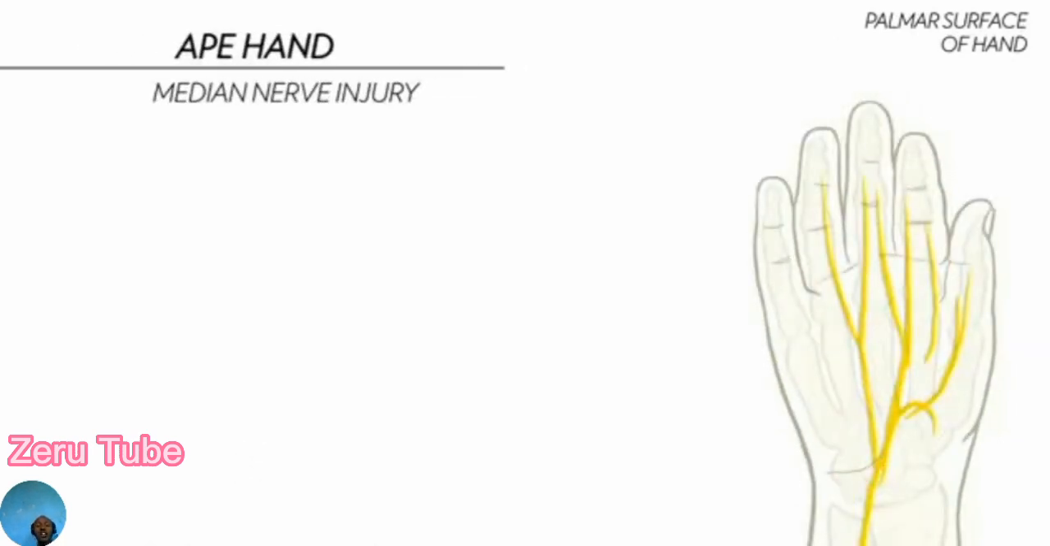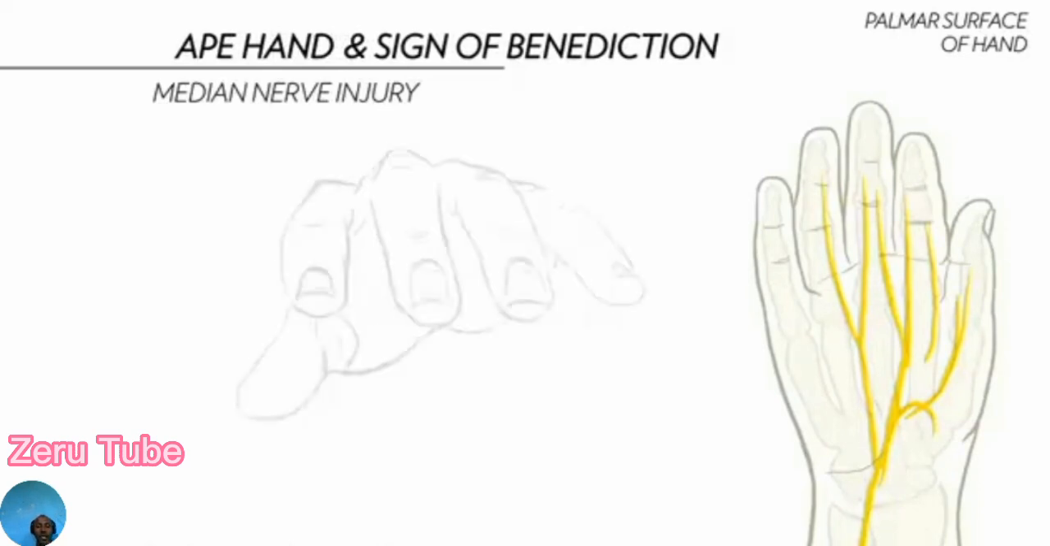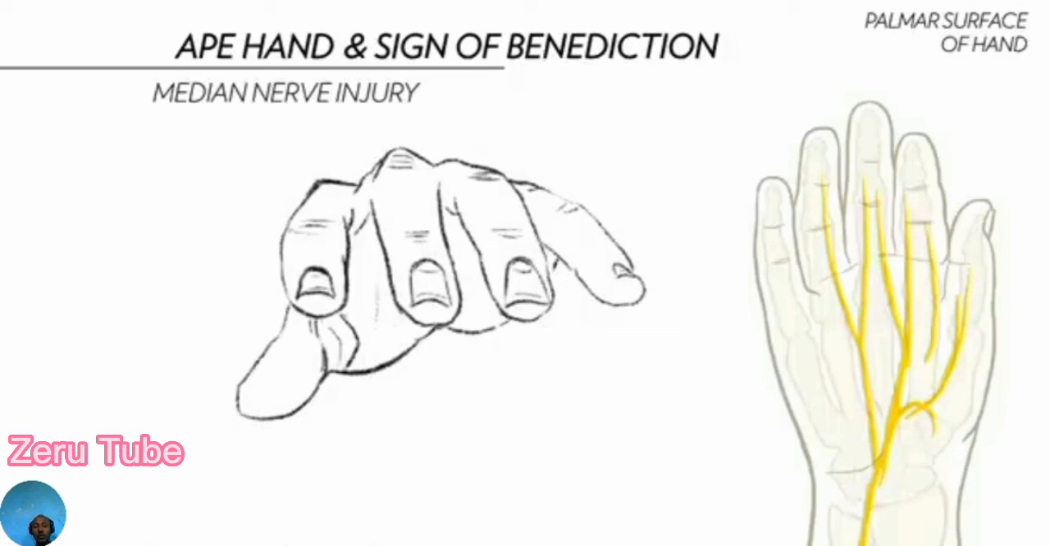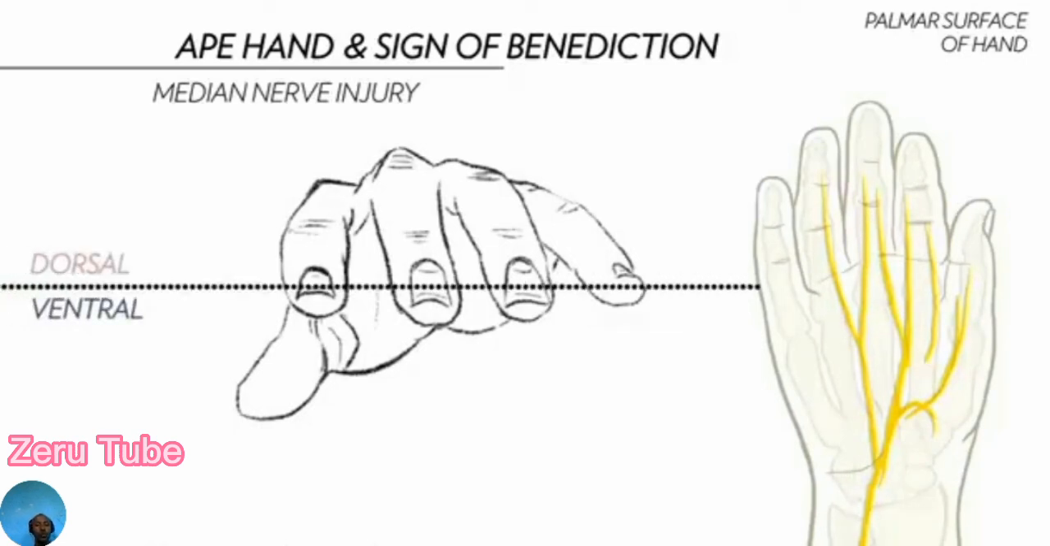If there is any median nerve injury we can get two signs: the ape hand and the sign of benediction. The ape hand and the sign of benediction are signs of median nerve injury. To discuss whether there is a median nerve injury or not, we should draw the dorsal and the ventral line.